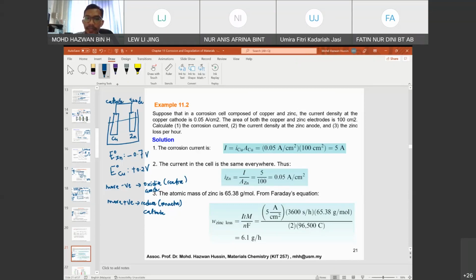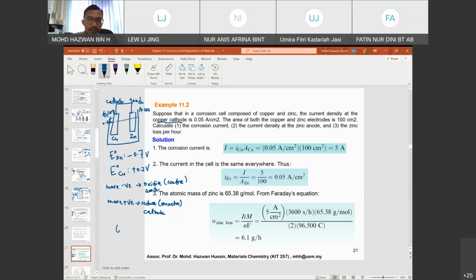The area that they are saying is that both have the same area, 100 centimeters square. So area here 100, area here also 100. All right. So the current density at the cathode copper is 0.05. Kat sini dia dah beritahu dah, copper is cathode. So 0.05 amperes per centimeter square. The first question is to calculate the corrosion current.